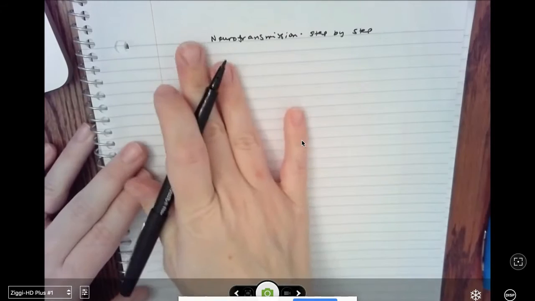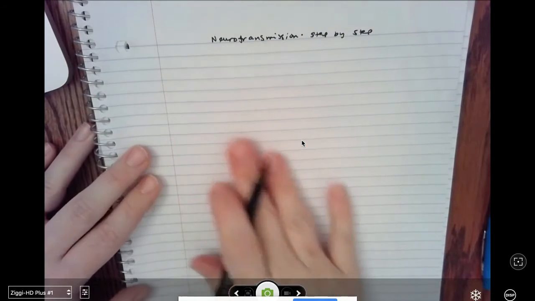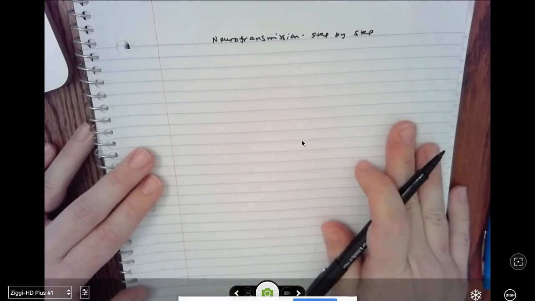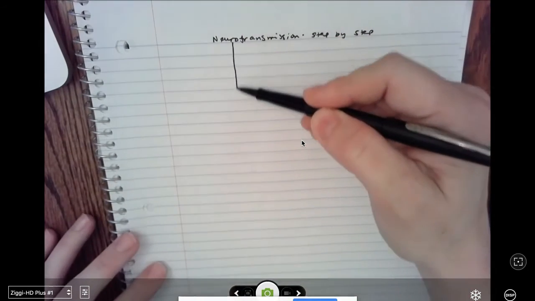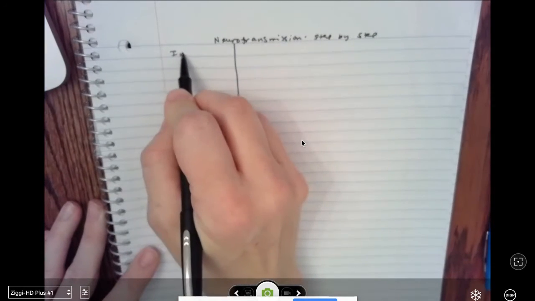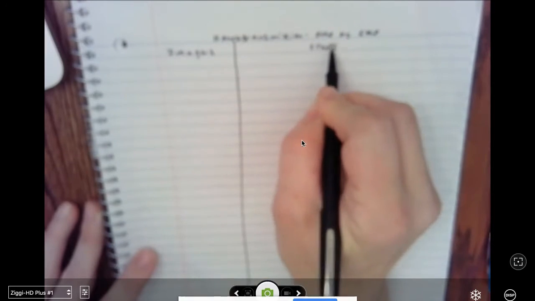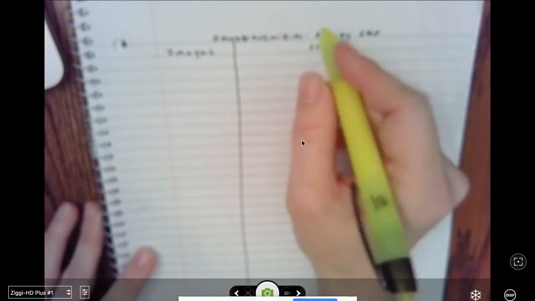So over here, I'm going to have a picture. Over here, I'm going to describe what is happening. I don't have a ruler right now, so I'm going to let my obsessions go. Just draw a line down here. This will be images. Over here will be steps. All right, let's begin by focusing the document.